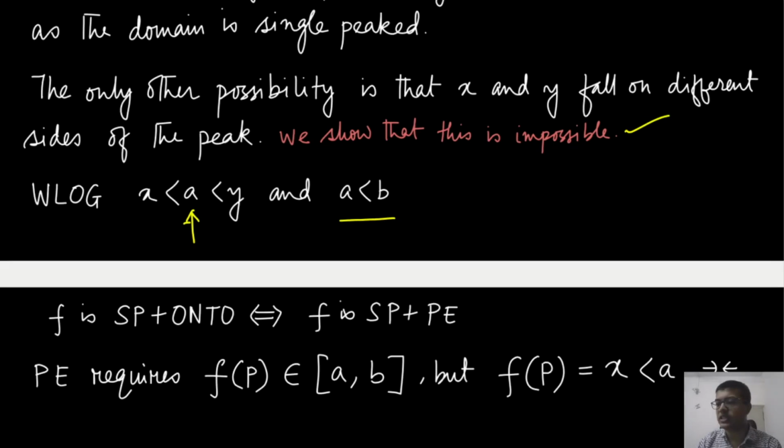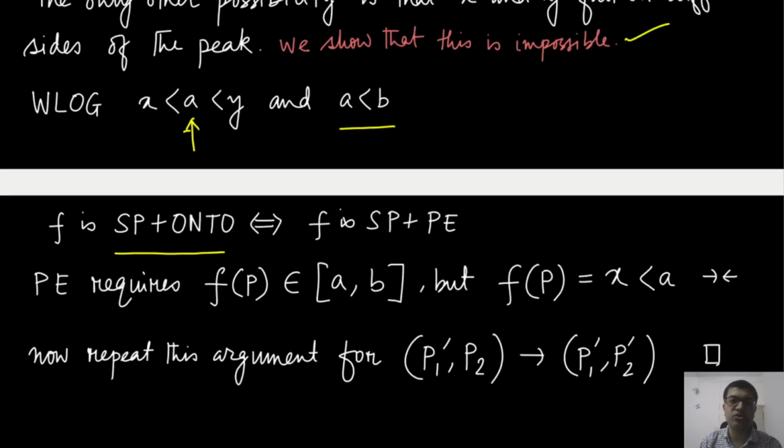Now we know that the social choice function is strategy proof and onto, which means that it is also Pareto efficient. We have shown in a previous claim that the social choice function for Pareto efficiency must live within these two peaks. So player 1 has peak A, player 2 has peak B, and the social choice outcome should lie between that interval in order to be Pareto efficient.